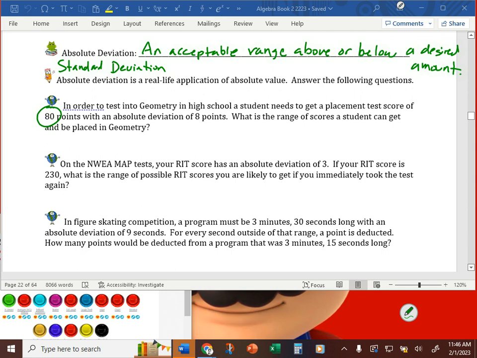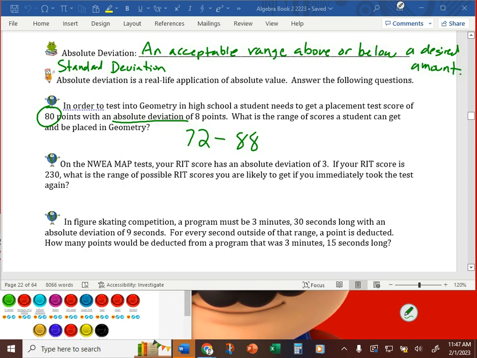So what would the range of scores to test in geometry be? 72 to 88. Your target score is 80, but that absolute deviation, that acceptable range above or below that 80, is still going to get you in. So the range of scores: 80 minus 8, 72; 80 plus 8, 88. A 72 would mean you're probably going to need to stay after school some, get a little bit of extra help, work a little bit harder. An 88 means things are probably going to come pretty easy for you. You're right on the border of Algebra 2, but you need to take geometry first.